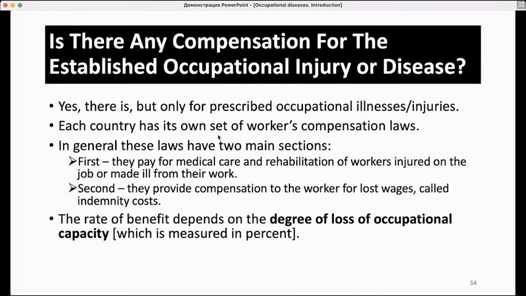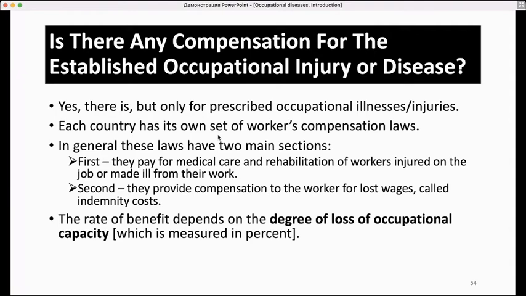First, they pay for medical care and rehabilitation of workers injured on the job or made ill from their work. And second, they provide compensation to the worker for lost wages, called indemnity costs. And the rate of benefit depends on the degree of loss of occupational capacity, which is measured in percent.